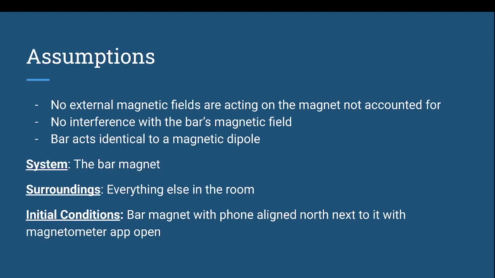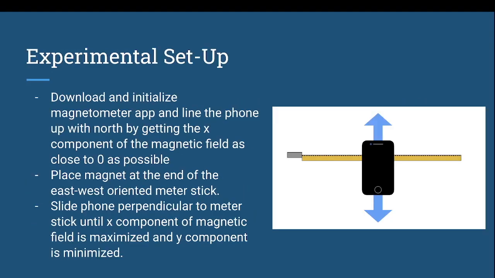When conducting the experiment, we defined the system as the bar magnet, the surroundings as everything else in the room, and the initial conditions as the bar magnet with the phone aligned north next to it with the magnetometer app open. Setting up our experiment, we first had to initialize the magnetometer app to where it was lined up with the north magnet by getting the x component of the magnetic field as close to 0 as possible.